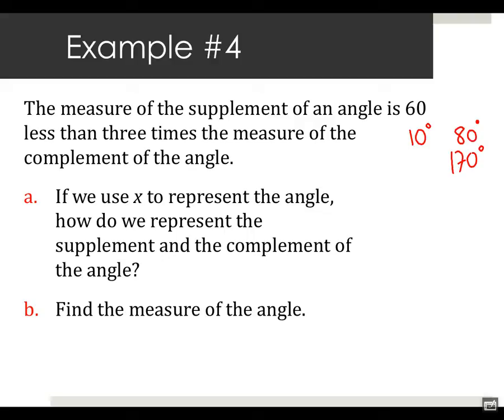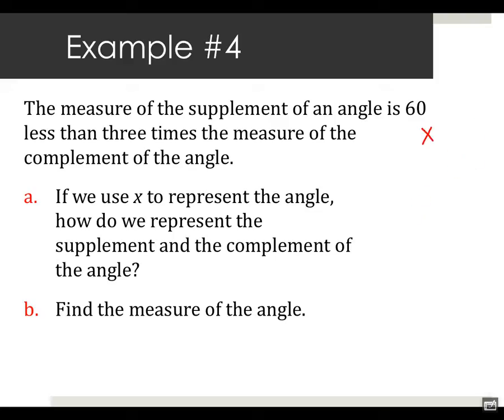Complementary angles are two angles that add up to 90, right? So if one is 10, the other one has to be 80, because 10 plus 80 is 90. Supplementary angles are two angles that add up to 180. If one is 10, the other one has to be 170. Suppose we have a 1 degree angle. Complement is 89, and the supplement is 179. Okay, good. You guys got that under control.